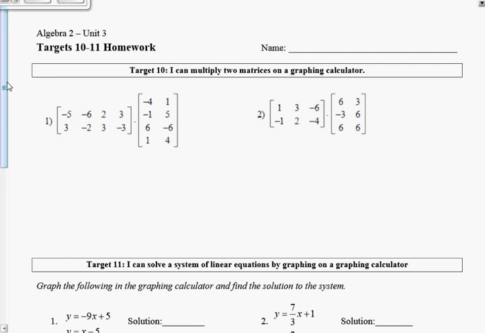Today I'll be going over targets 10 and 11 homework. Make sure that you have a graphing calculator available to do this. On number 1 and 2, we are multiplying two matrices together.